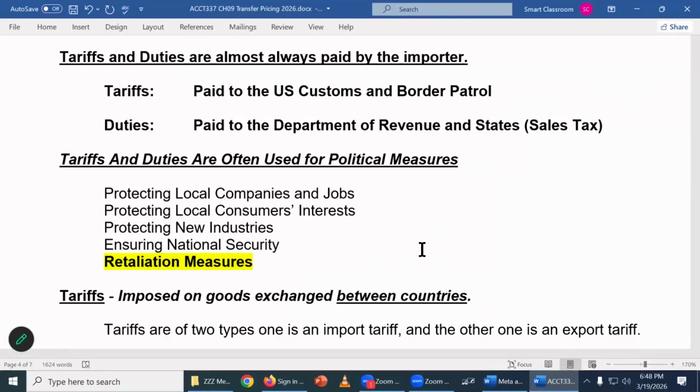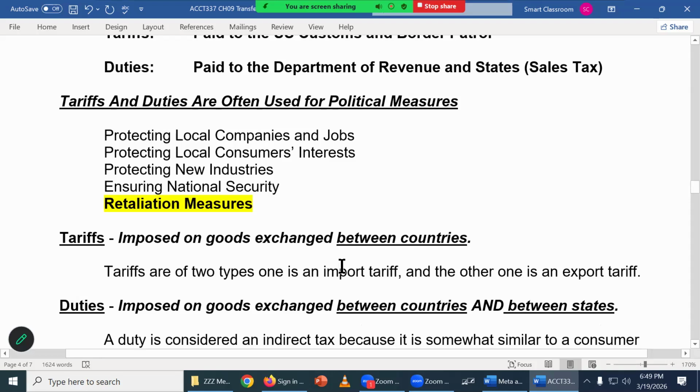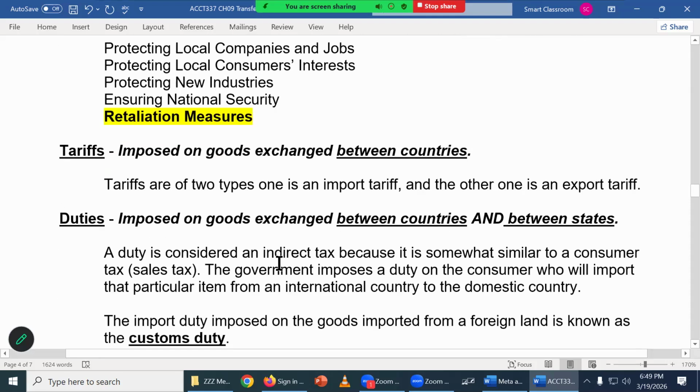tariffs and duties are often used for political measures, and to some extent, it's good in that they will protect the market until it grows. But again, there's no country that's clean with those. They always have their pet things that they want to keep making themselves and keep other countries out, and so on. Okay.